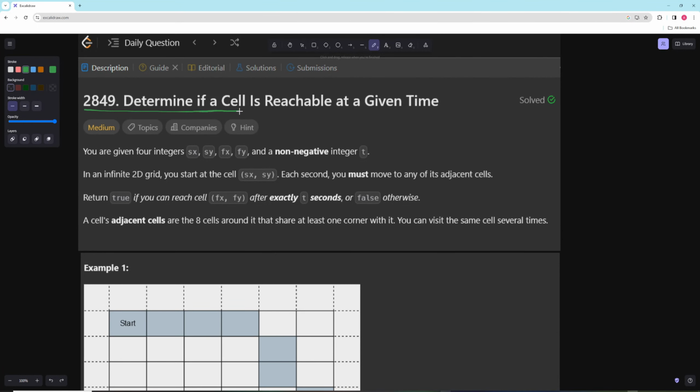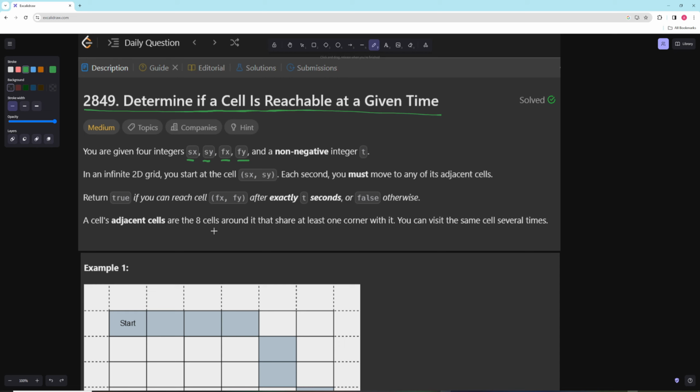In this video we're going to be working on determining if a cell is reachable at a given time. In this problem you're given four integers that are starting and final points: start x, start y, finish x, finish y, and then a non-negative integer t for time. You have an infinite 2D grid and you want to start at the cell sx, sy, and at each second you must move to any of the adjacent cells. Return true if you can reach the finish after exactly t seconds, or false otherwise.